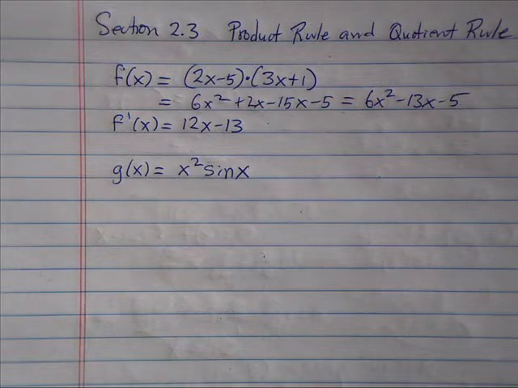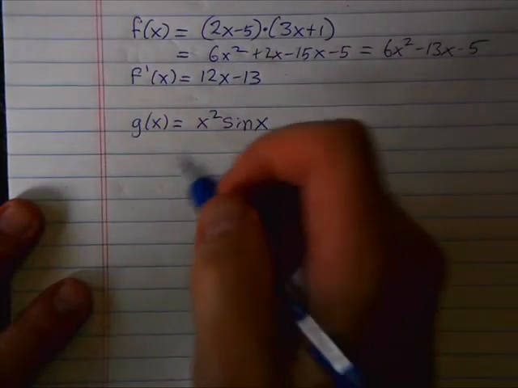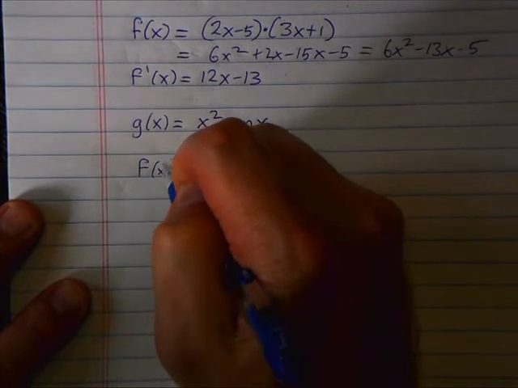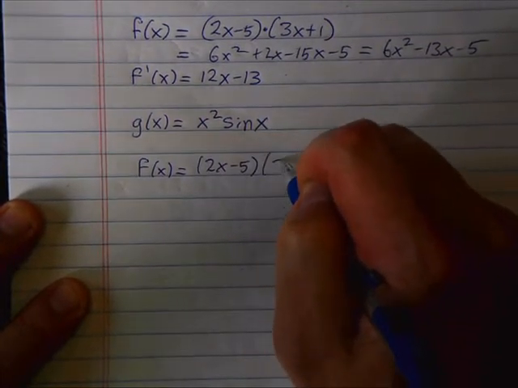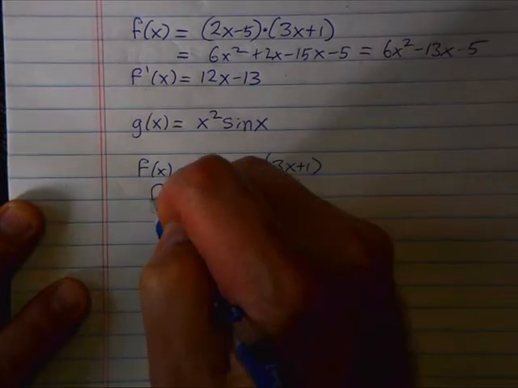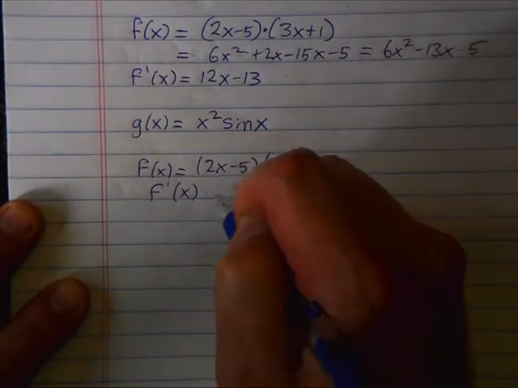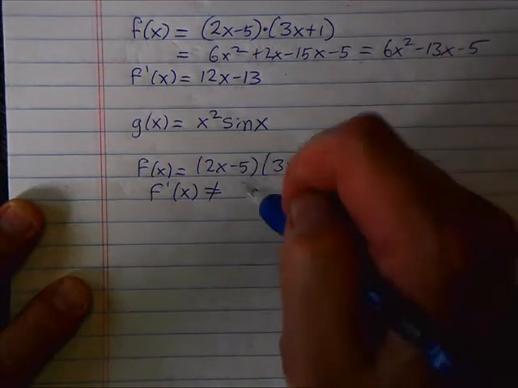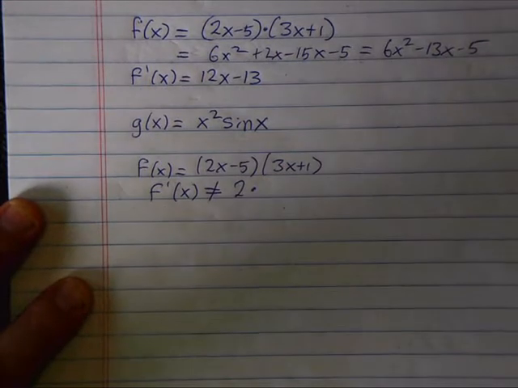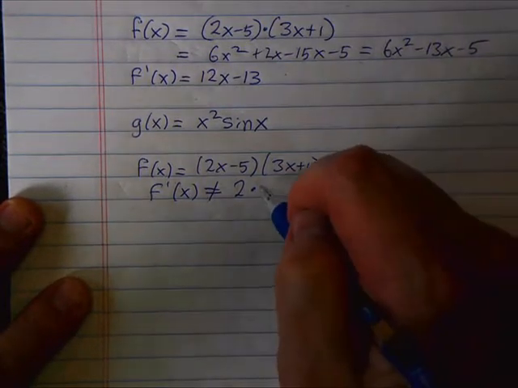All right, so the first thing I want to show you is, go back to this problem for a minute. F of x equals 2x minus 5 times 3x plus 1. The derivative, this does not work. This is what a lot of people guess you should do. Take the derivative of the first one, 2x minus 5. What's the derivative of 2x minus 5? 2. And then just multiply it by the derivative of the second one, which is 3. 2 times 3 is 6.